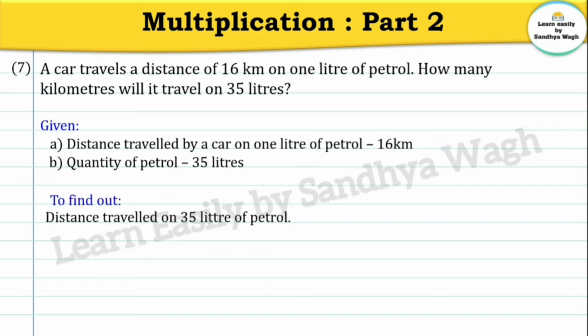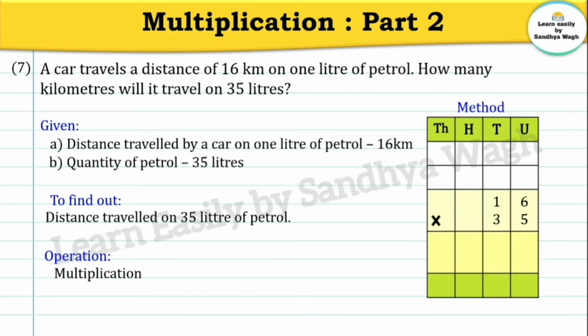So to find out distance travelled on 35 liters of petrol, for that we will do multiplication. So let's multiply 16 by 35. 5 6s are 30. Now 5 1s are 5 and plus 3, 6, 7, 8. Let's write 0 over here. Now 3 6s are 18. So we will write 8 over here and 1 will go as a carry over.